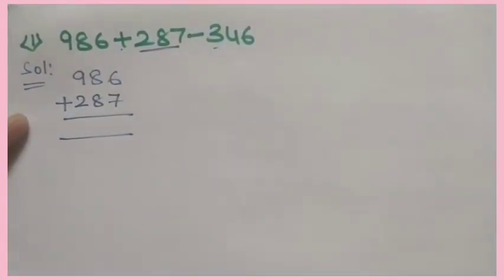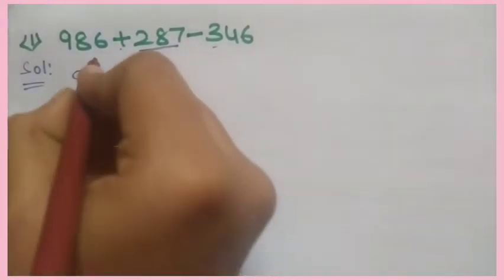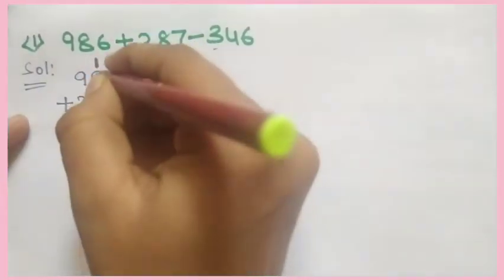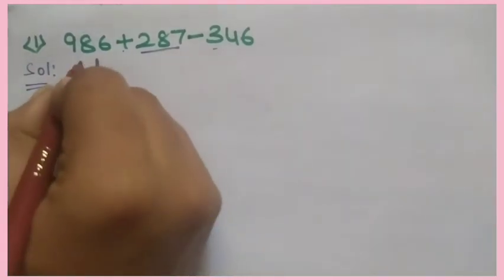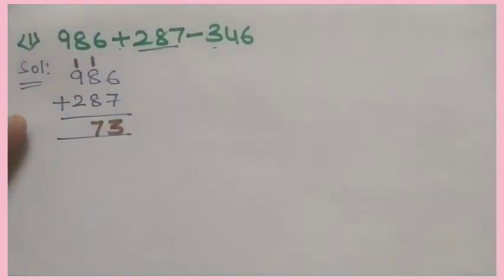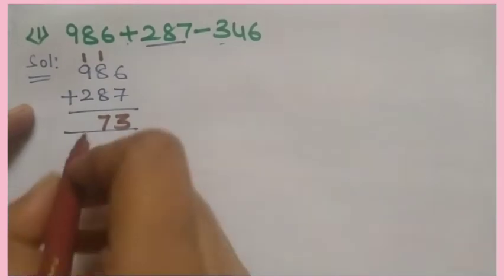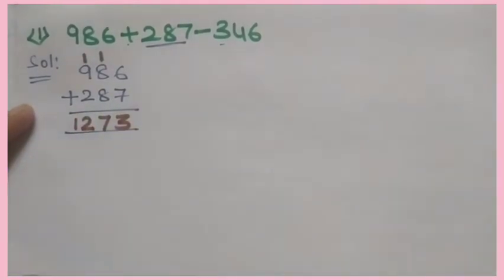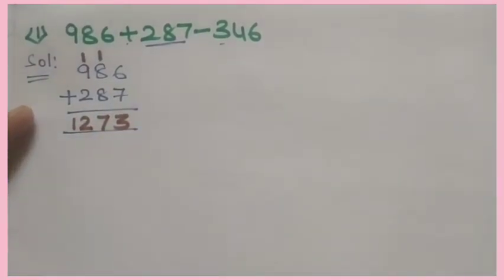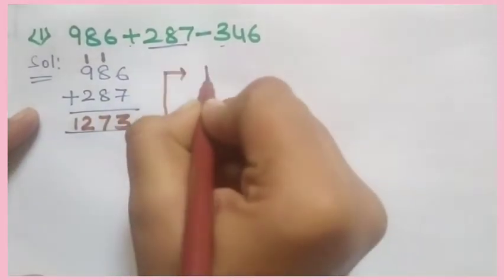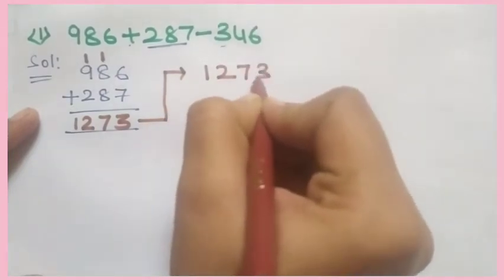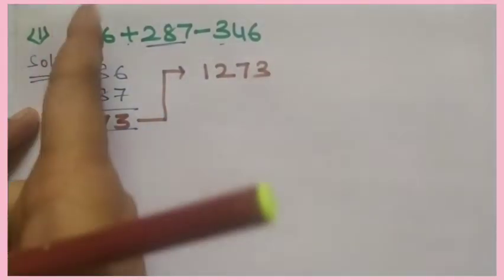Okay. 6 plus 7. Yes, 6 plus 7 is 13. 3 is here. 1 taken as carry. 1 plus 8, 9. 9 plus 8, 17. 7 here. 1 taken as carry. 9 plus 1 is 10. And 10 plus 2, 12. 1273 we got. Now write this answer here, 1273. Okay. Now these two completed.